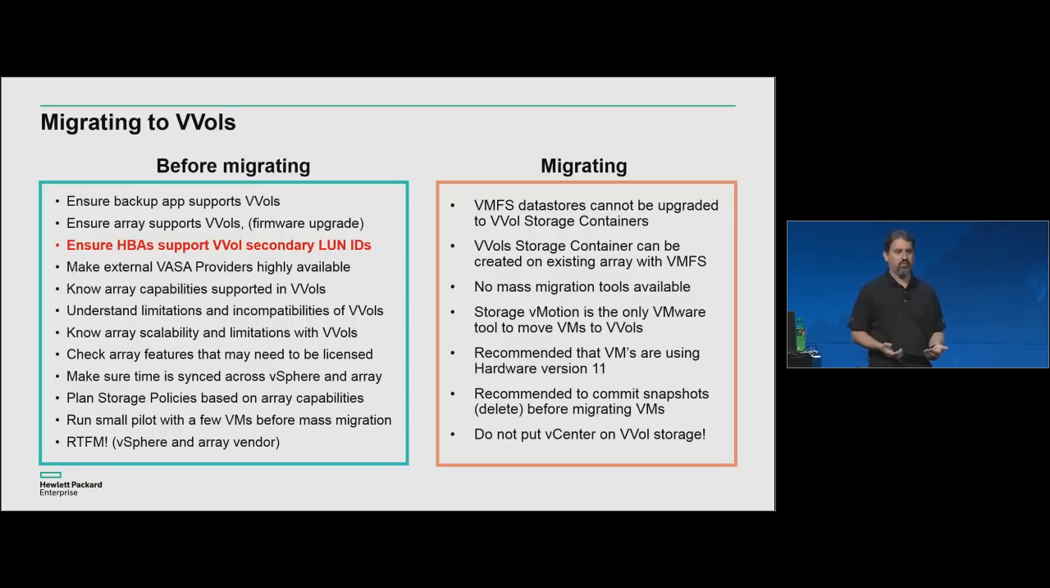Most of them all have support for VVols, but check. Ensure your array supports VVols. Do that firmware upgrade if you need to. Ensure your HBAs support VVols secondary LUN IDs. If you have an external VASA provider, make sure it's highly available.